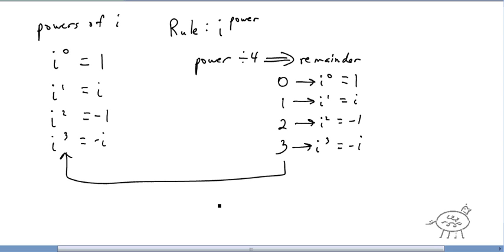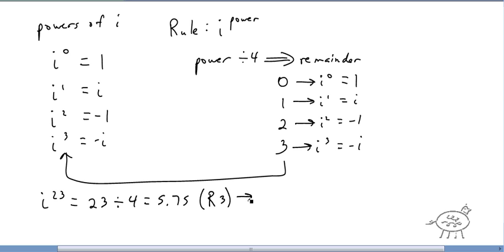Okay, so let's just do a couple examples. We'll fit it all on the screen here. i to the 23rd power. Well, I'm just going to use my calculator, 23 divided by 4. If you did it in your calculator, it's going to give you 5.75. And you need to realize, you guys are all smart kids, that it's a remainder of 3. So that means it's just i to the third power, and i to the third power is just negative i. That's the answer to that problem.